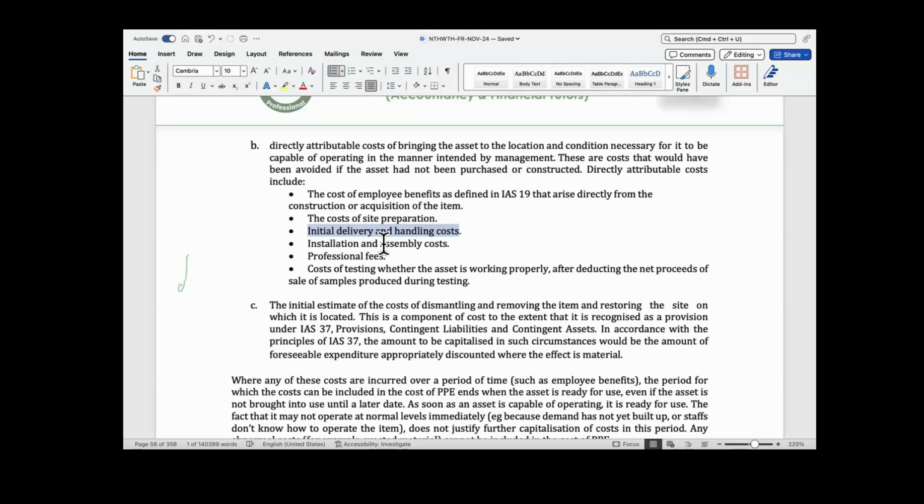Because if you don't pay them... "We should capitalize bribes, sir." What did you say? Do you say we should capitalize bribe? I didn't say that too. I said handling cost.